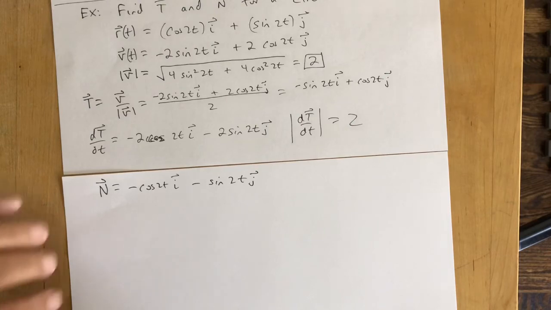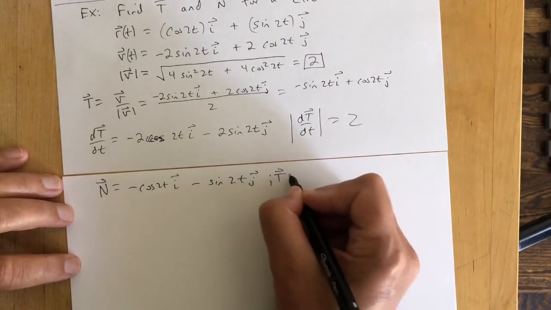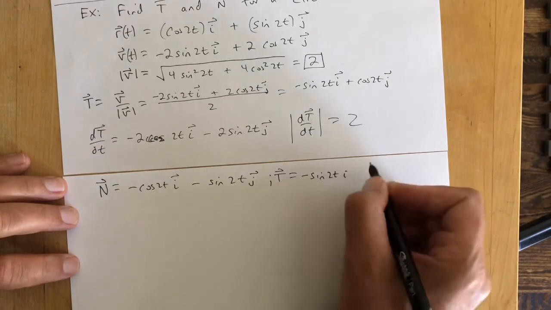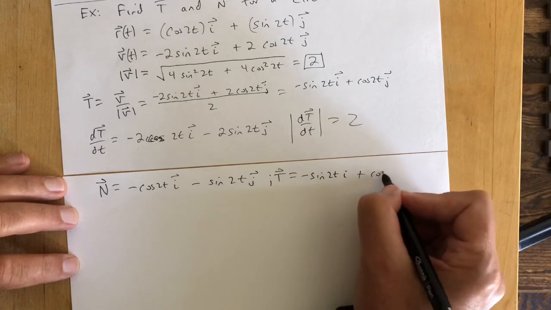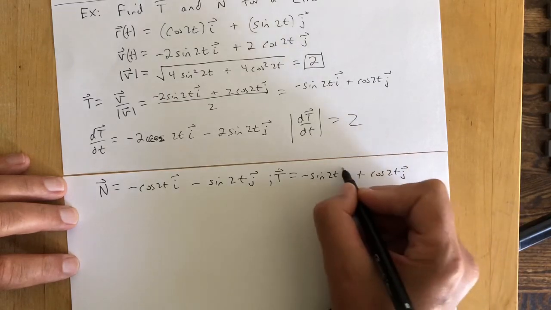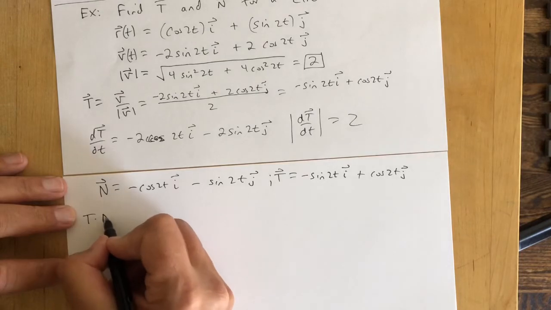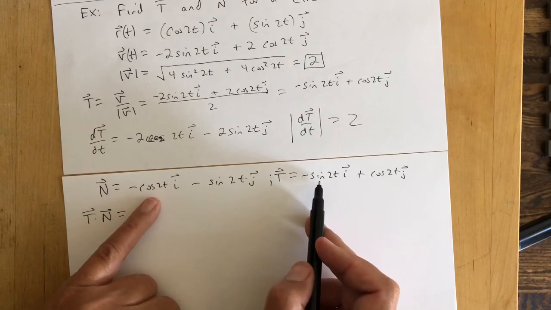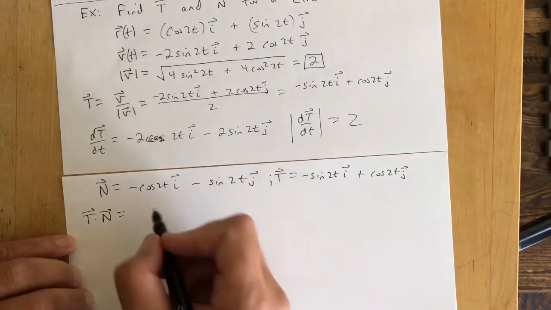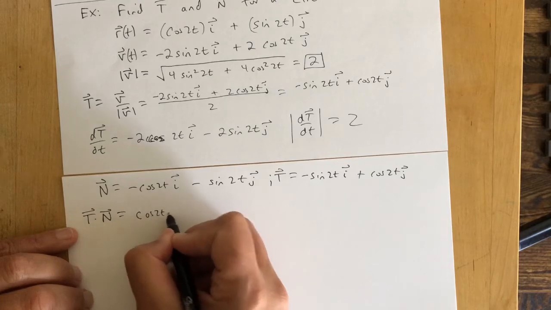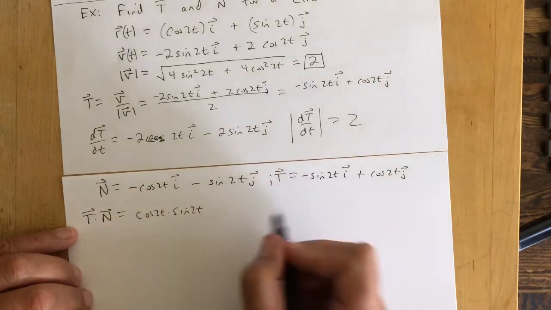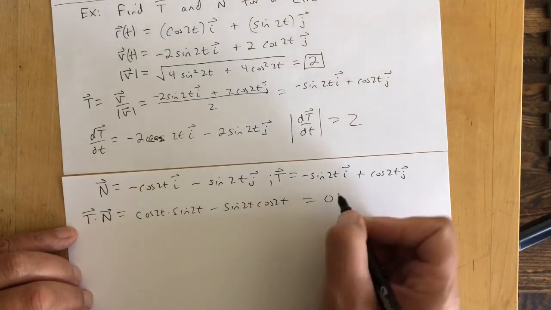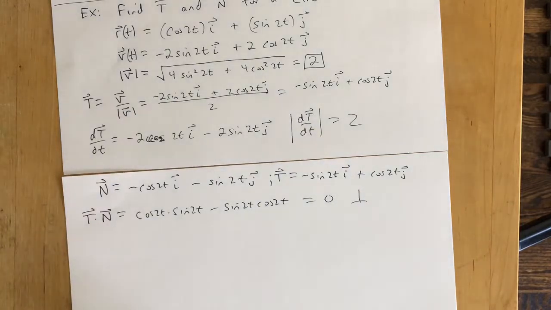Okay. And what did we say T was? I'm on a different sheet of paper, so I'm just rewriting it. T is minus sine 2t i plus cosine 2t j. All right. Let's see if these guys are actually orthogonal. If we dot T and N, what do I get? I get cosine 2t sine 2t minus sine 2t cosine 2t, and that's 0. So they're orthogonal. That's good.